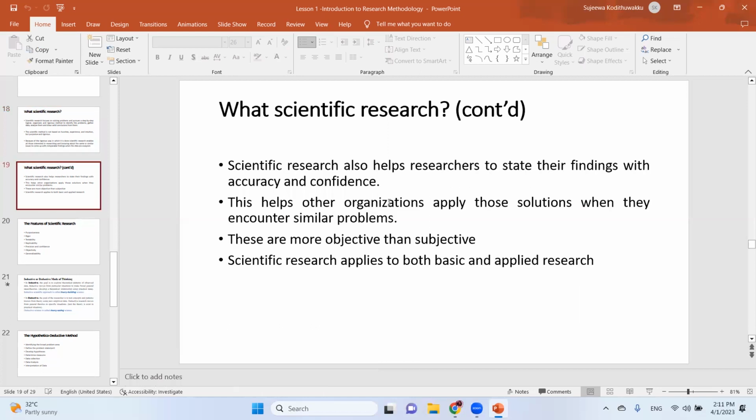Continuing with scientific research: it also helps researchers to state their findings with accuracy and confidence. If you follow a proper, systematic and scientific research process, then your findings are accurate and you can disclose those findings confidently. You have the confidence, let's say a 95% confidence level, or a 90% confidence level. I think those things are discussed under statistics, regression analysis. I don't know whether you completed regression analysis, confidence level, 95% confidence level, 90% confidence level?